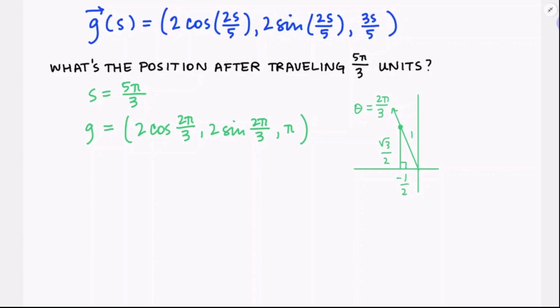Alright, so for 2 pi over 3, cosine is going to be adjacent over hypotenuse, negative half. Multiply that by 2, I get negative 1. 2 sine is going to be positive square root of 3, and then pi is not really depending on that trig diagram. So I'm going to have negative 1, square root of 3, and pi.